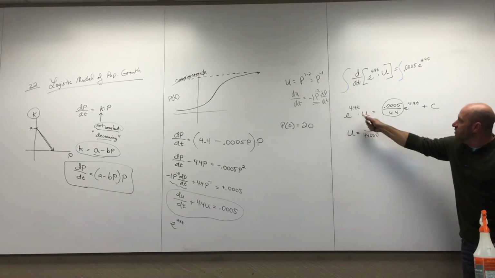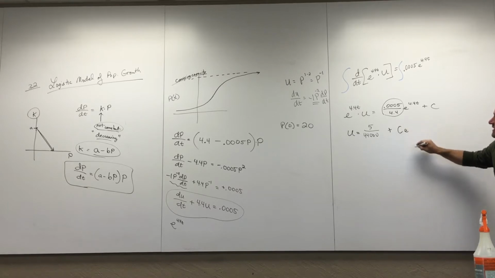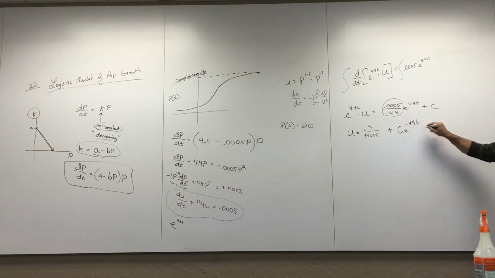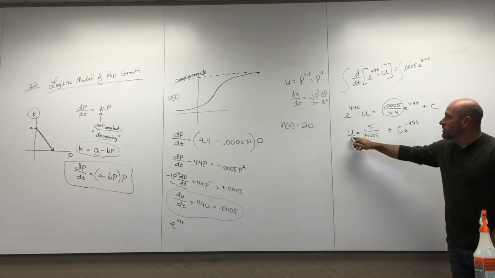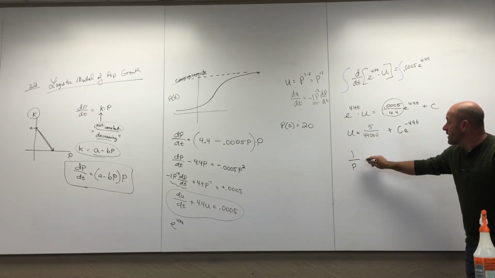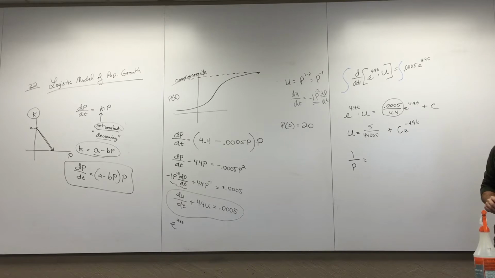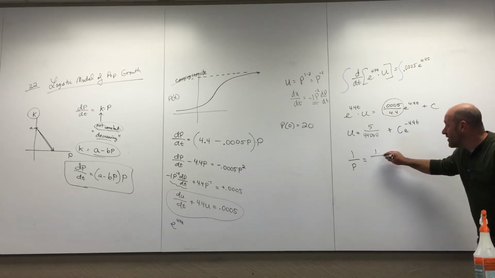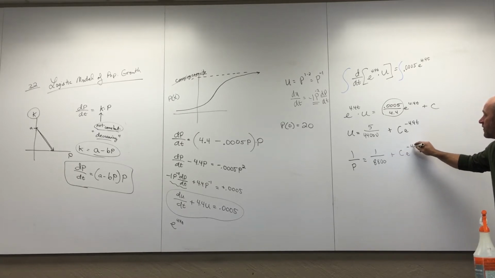I'm dividing by e to the 4.4t. I just rewrote that fraction, and I get c e to the negative 4.4t. Hang on, what's u? U is p to the negative 1, it's 1 over p. So there's u, I'm getting back to p here. The 5 over 44,000 is actually 1 over 8,800, plus c e to the negative 4.4t.